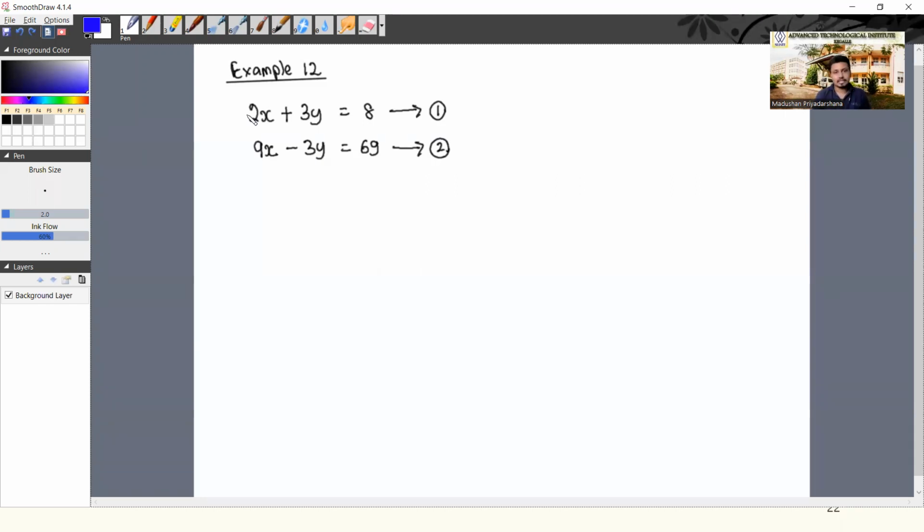We need to eliminate that. Therefore, with respect to this one, in order to eliminate y, the absolute value of y in equation number 1 and equation number 2 is equal. That is 3 here. Then we need to eliminate y. In order to eliminate y, what do we need to do with respect to equations 1 and 2 here? Do we need to add or do we need to deduct?